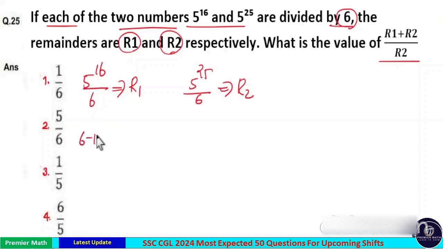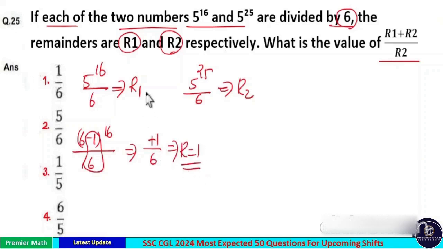So I'll write 5 as 6 minus 1. (6 minus 1) raised to 16 by 6. Now here you don't have to expand this. There is a short trick. That is, take the numbers 6 and minus 1. 6 raised to 16 by 6 means there is no remainder. But minus 1 raised to 16. Minus 1 raised to 16 means plus 1. So plus 1 by 6 means here the remainder is 1. So R1 is 1 here.